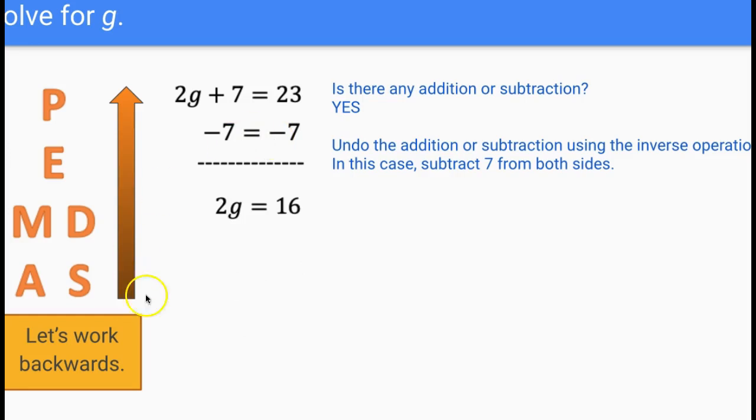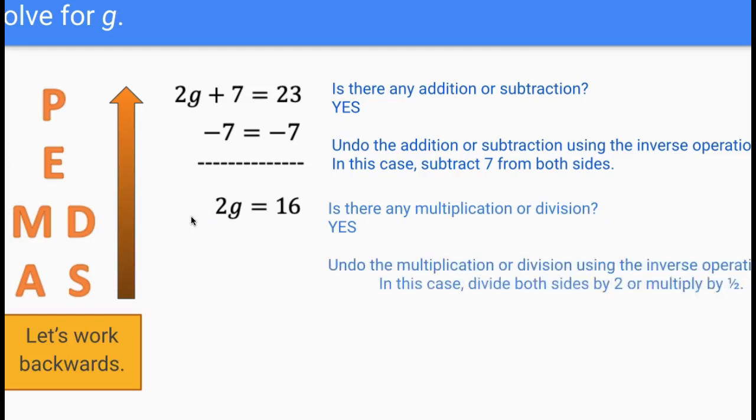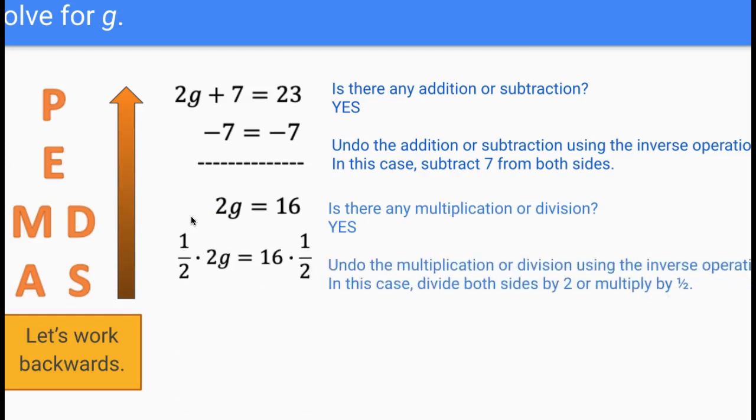Okay, now we have to get rid of this 2, isolating the variable. We want to do inverse operations. That's times 1/2. 16 times 1/2 is the same as 16 divided by 2. That gives you g is 8.